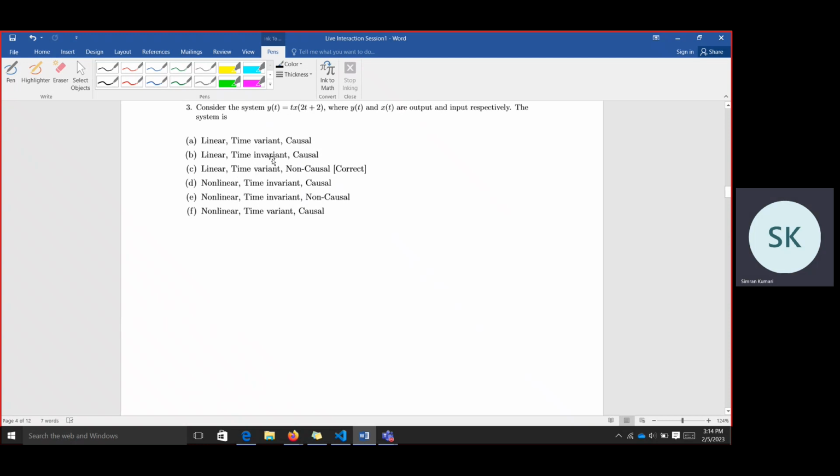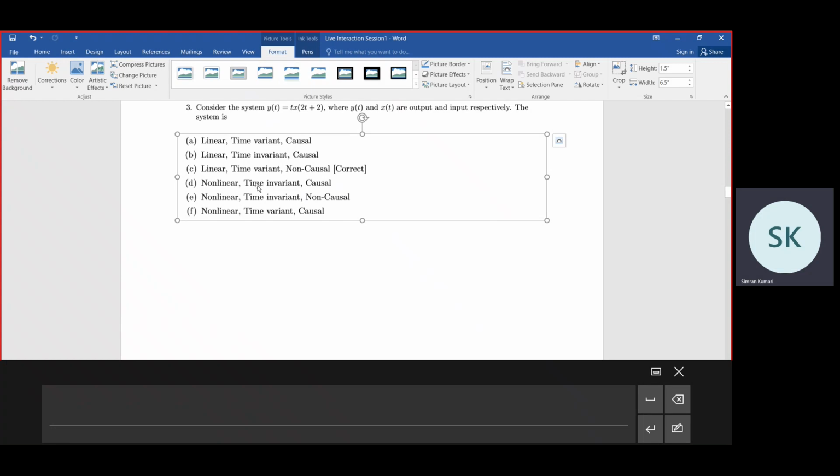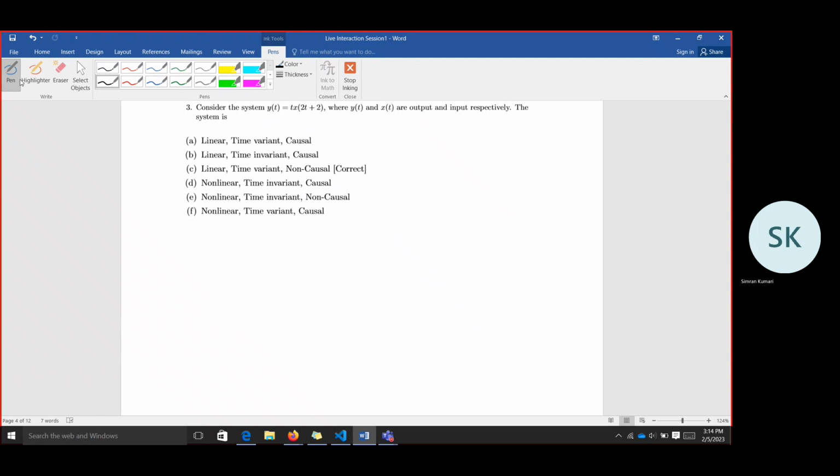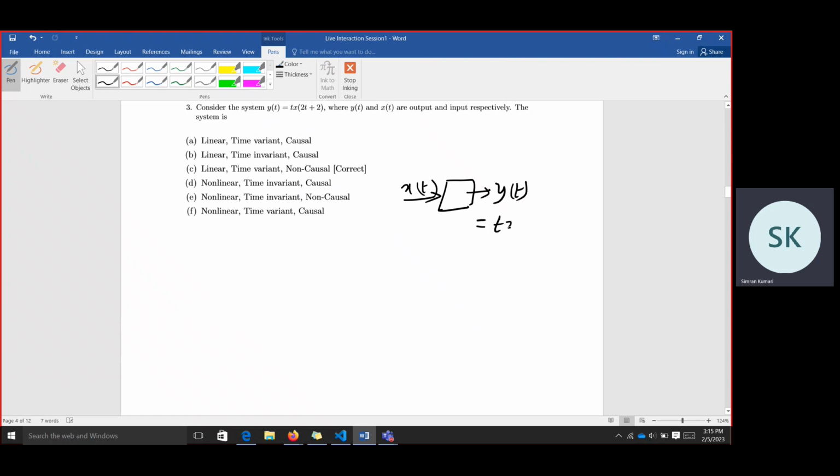Okay. This is the third question, which says this is a system y(t) equal to t x(2t plus 2), where y(t) and x(t) are output and input. Obviously, we are having a system, so we'll have some input and output. This is the system. We are having x(t) as input. This is the output y(t), which is equal to this. Now it says that whether it's a linear system, time invariant, or causal or not.